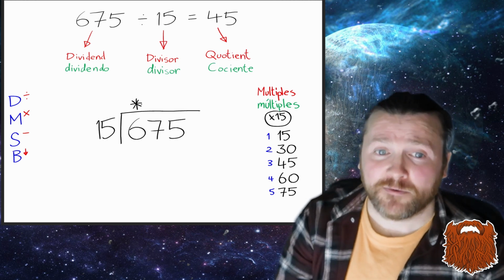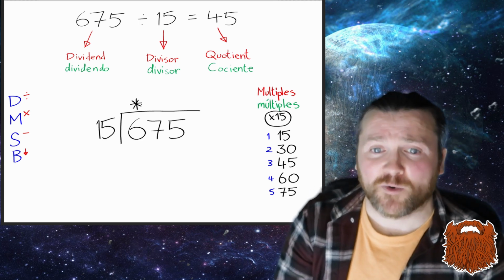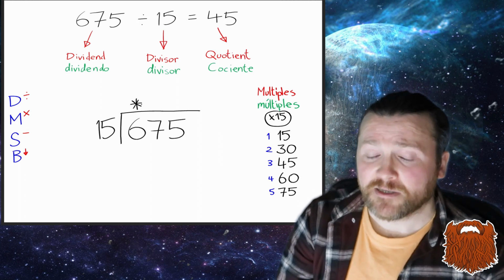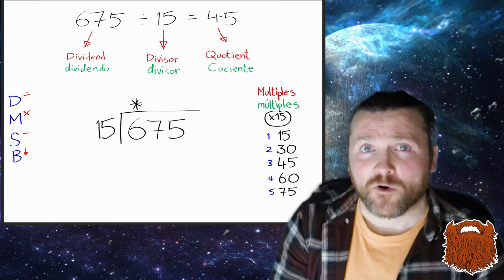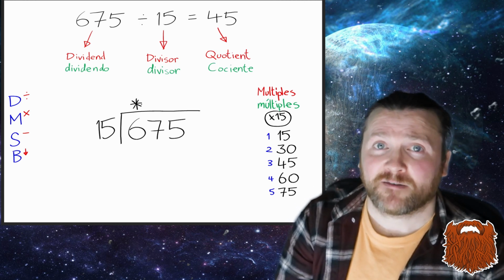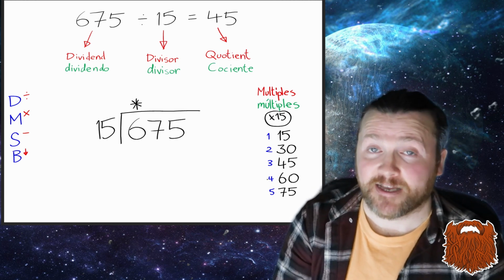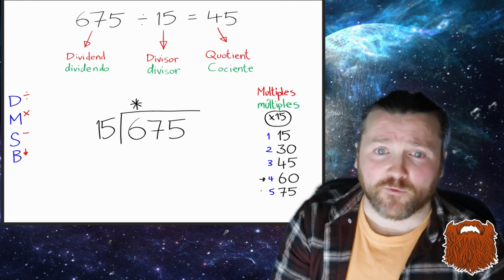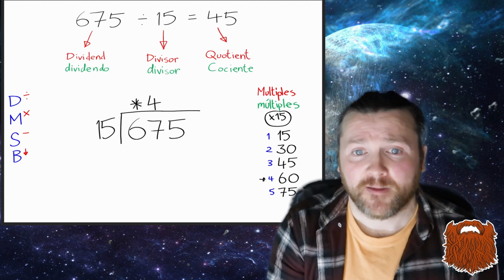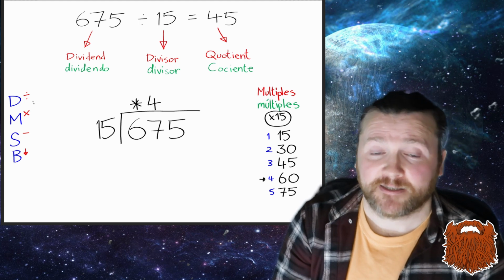The next thing we do, we start over. Will 15 go into the first two numbers? So will 15 go into 67? And we know from our multiples that 4 times is the biggest number we can get, the closest number to 67 without going over the 67. So we write that up on the quotient line. So we write that up in the answer line. And that's our first, that's the D ticked.